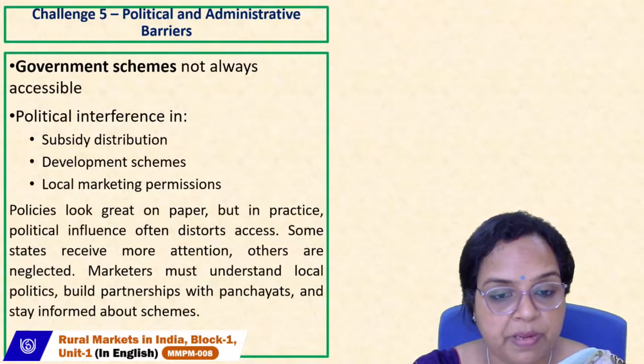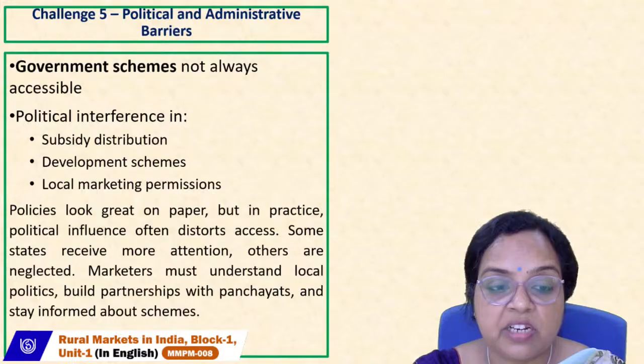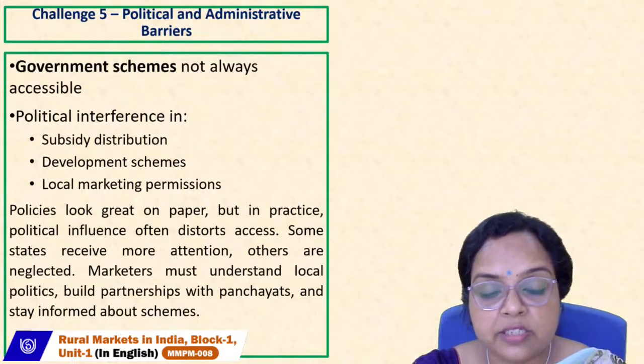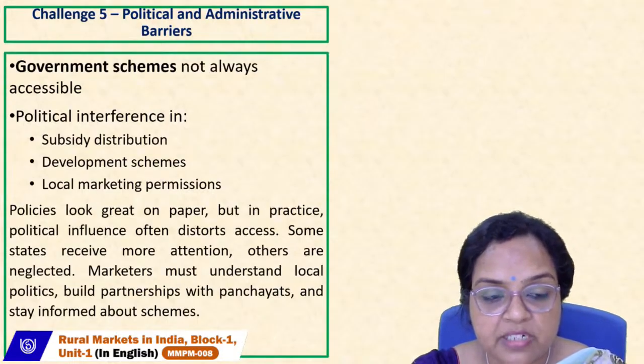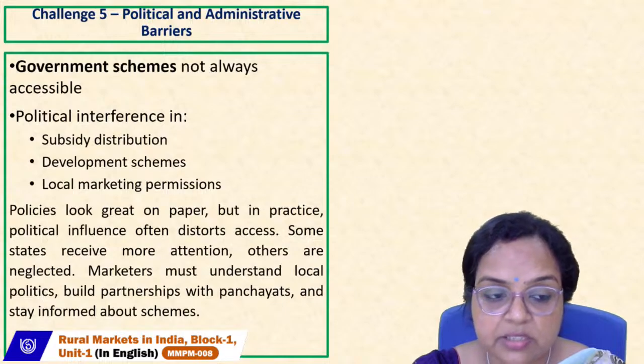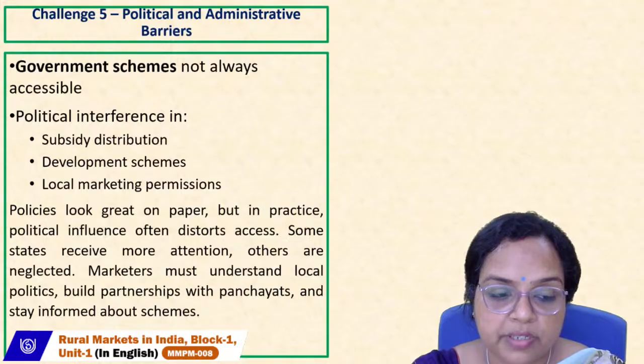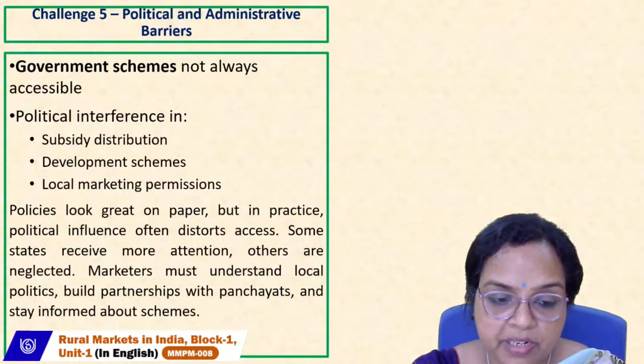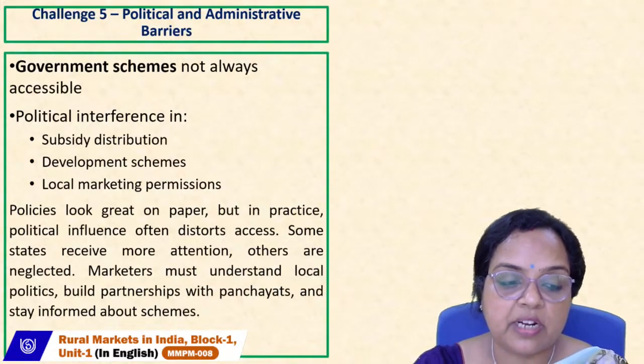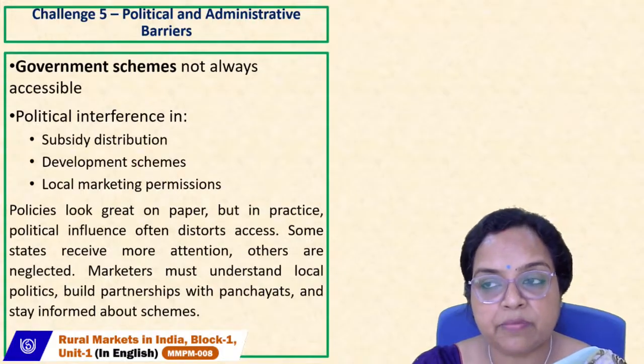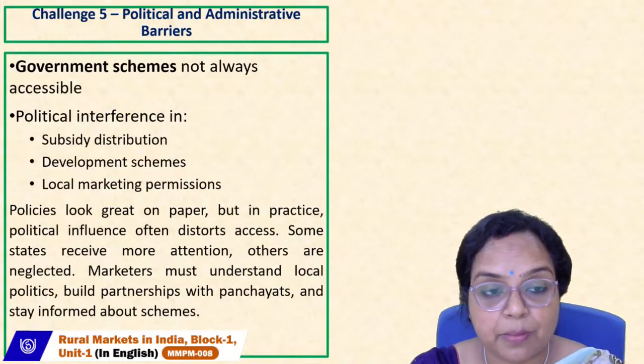Policies look great on paper, but in practice, political influence often disturbs the access. Some states receive more attention, others are neglected. Marketers must understand local politics, build strong partnerships with the panchayat, and stay informed about the schemes while introducing or selling their products.